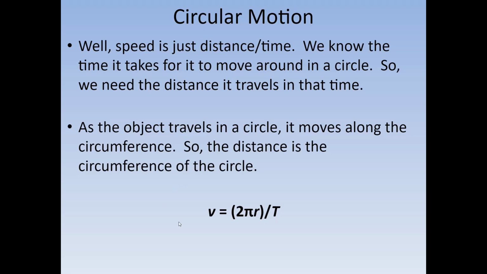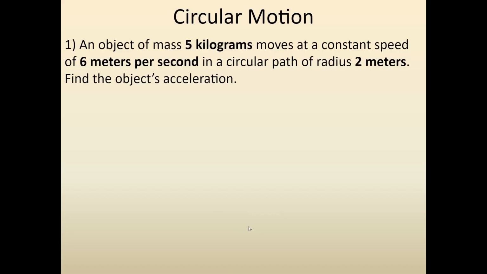This equation is not given on the reference table. This is something you should know because this is part of the average speed equation. The centripetal acceleration equation is given on the reference table, so keep in mind that this is not given. This is something you have to derive, right? So here's the first question. Pause the video, work it out, and we'll go over it in a second.